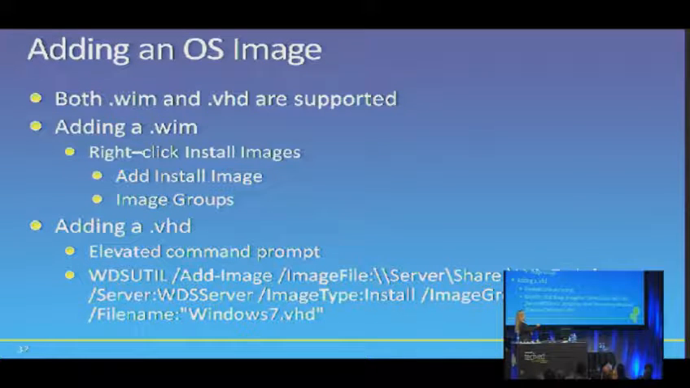It can either be an install or a boot. This is an install. The image group I'd like to add it to is Windows 7, and you have to create that image group inside WDS before you can do this. The file name I want to add is windows7.vhd. And then go to lunch. It's going to take a while.